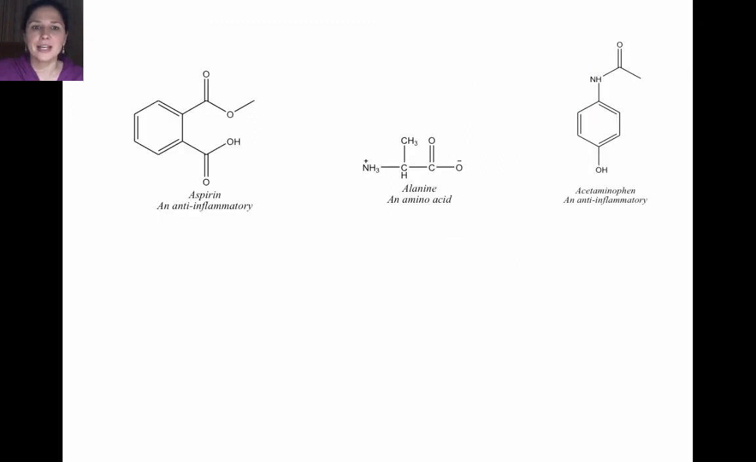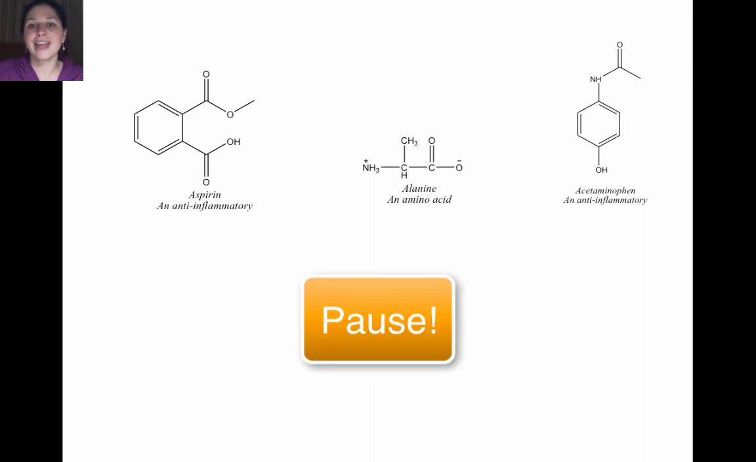Okay. How about we practice? What I'd like you to do is find this problem on your activity and practice identifying the functional groups. Circle them and name them in these three structures. Pause the video now and do this activity, and then I'll give you the answer.